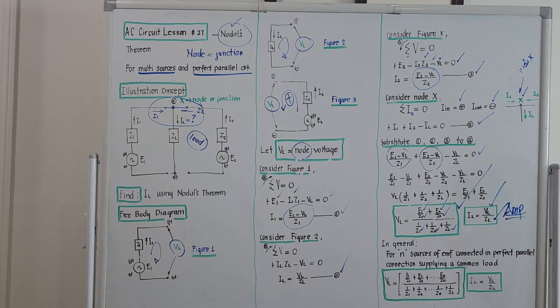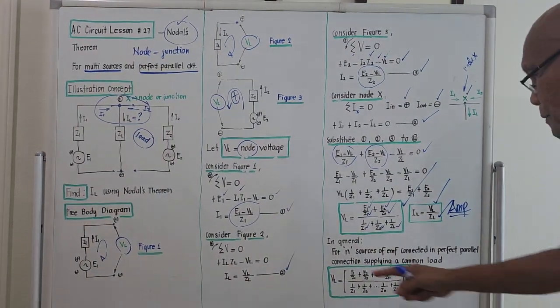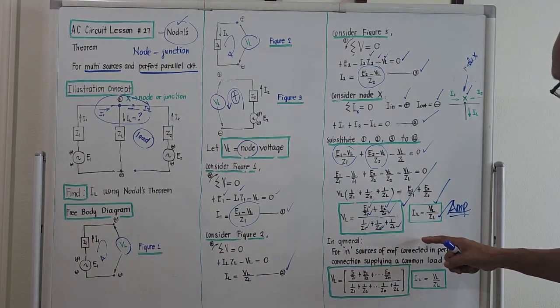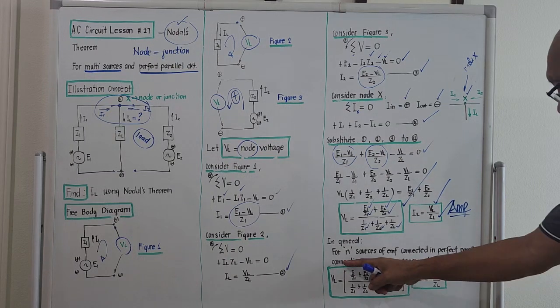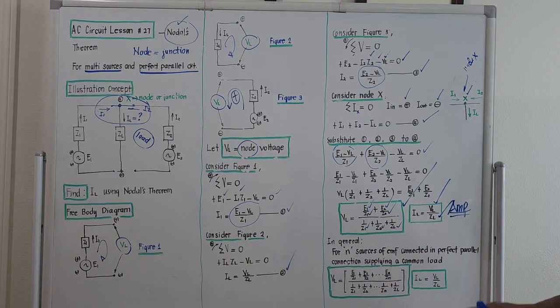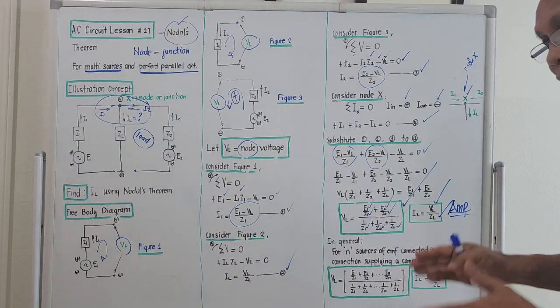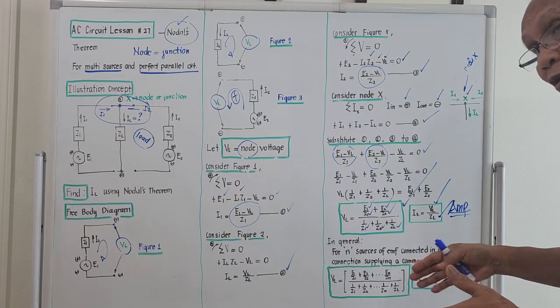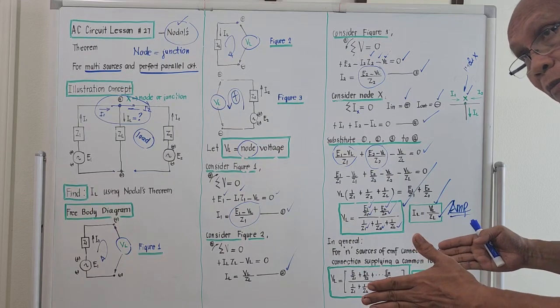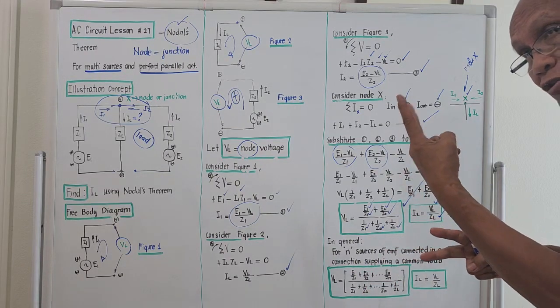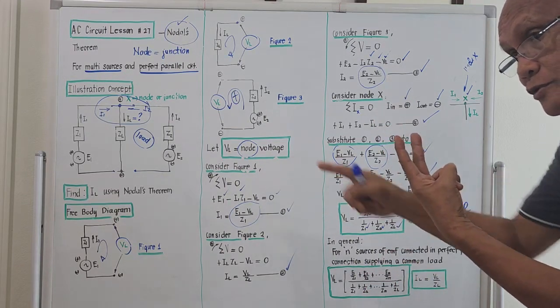Okay, that's it. So in general now, if there are n voltage sources of EMF, so I place it here. For n sources of EMF connected in perfect parallel connection, supplying a common load, the computation of B sub L, if there are n sources of EMF, n numbers, we do not know. It could be 3, it could be 4, it could be 5. But at least there should be 2. Our given example is 2, right?